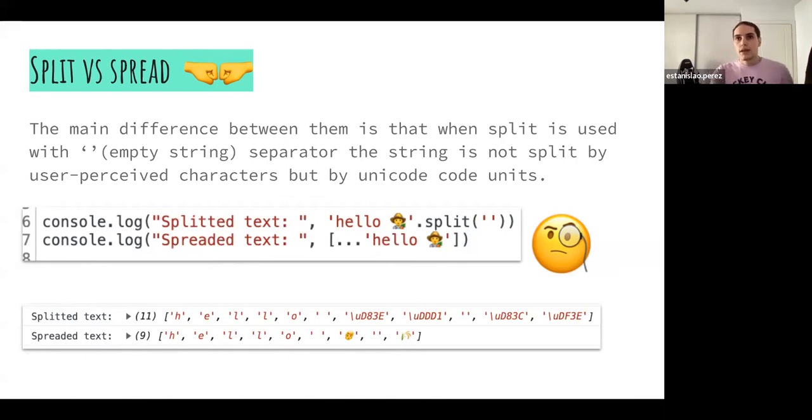So let's say that, for example, we want to create a Twitter clone, and we want to limit the length of the tweets, right? Yes, we want to limit the length of the tweet, but we want the length of the tweet to match the user's perceived characters. So for example, when we have hello plus farmer, we want the length of the tweet to be 7 in this case. As we saw today, when we use split, we get a length of 11, and when we use the spread operator, we get a length of 9. And how can we get the length of 7, the one that we are expecting?